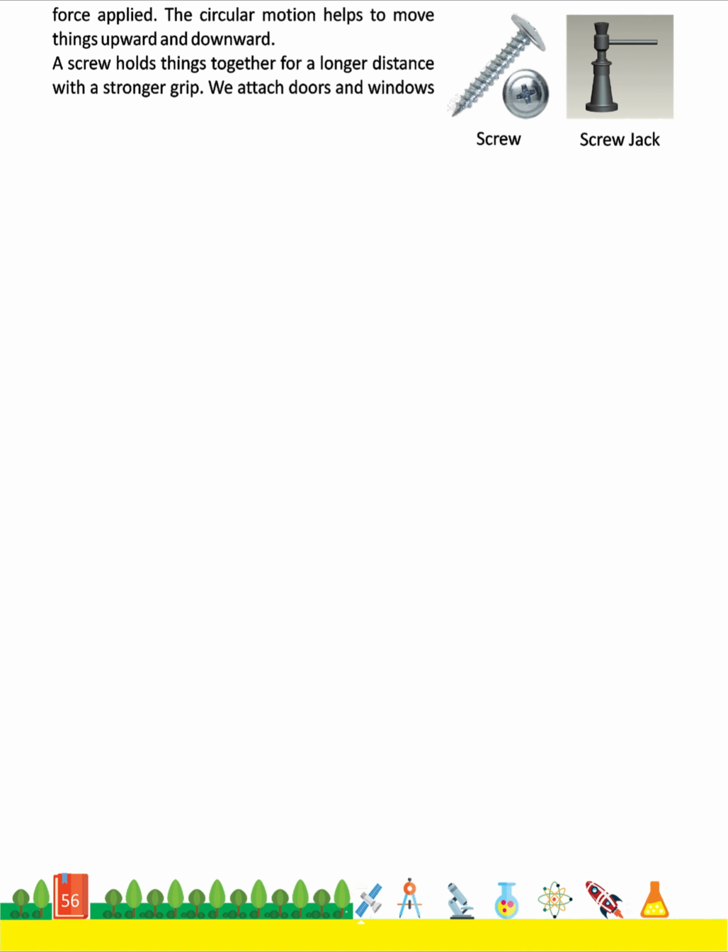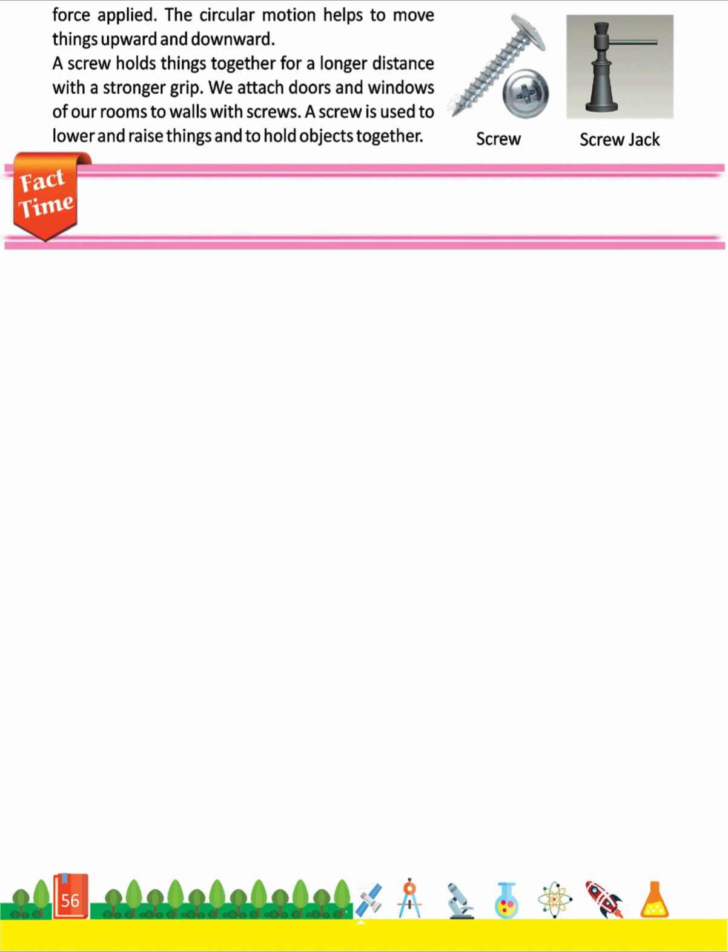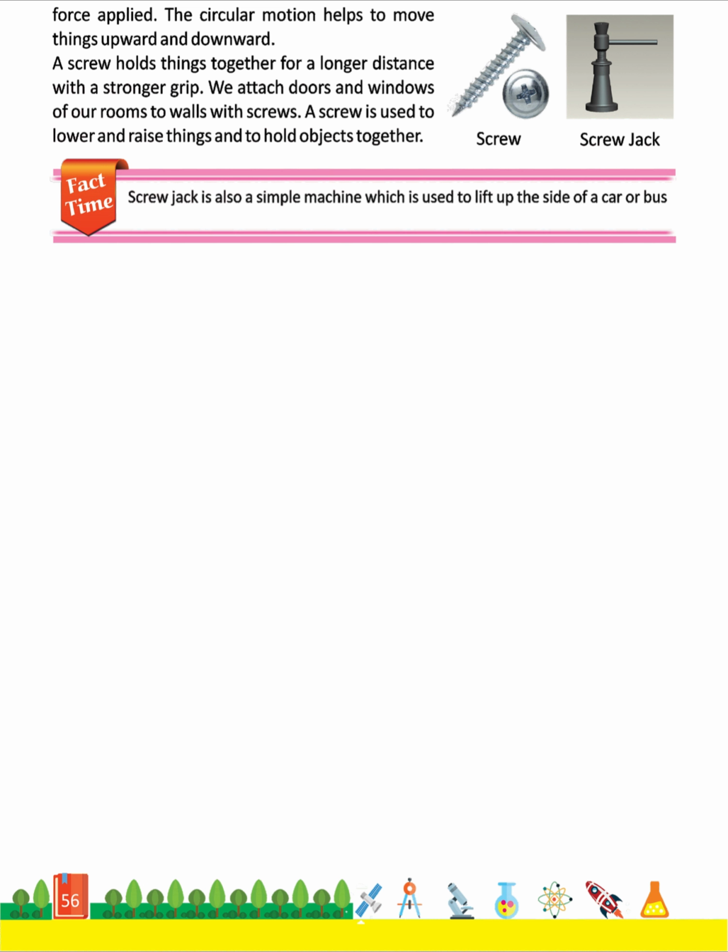We attach doors and windows of our rooms to walls with screws. A screw is used to lower and raise things and to hold objects together. Screw, screw jack. Fact time. Screw jack is also a simple machine which is used to lift up the side of a car or bus while replacing its wheel or tire.